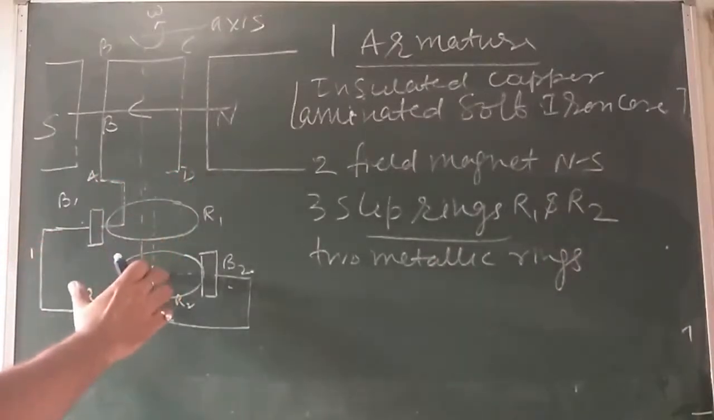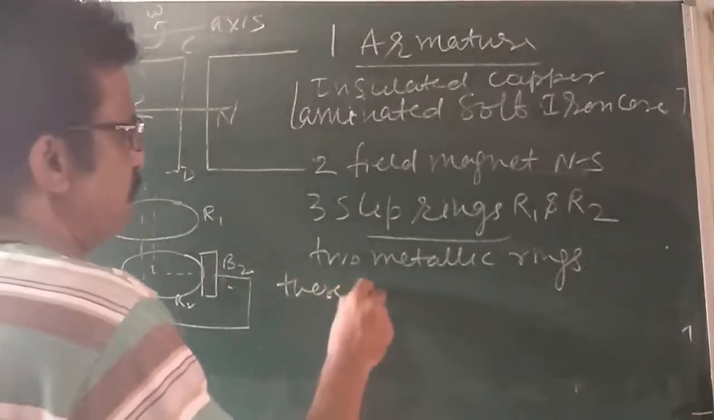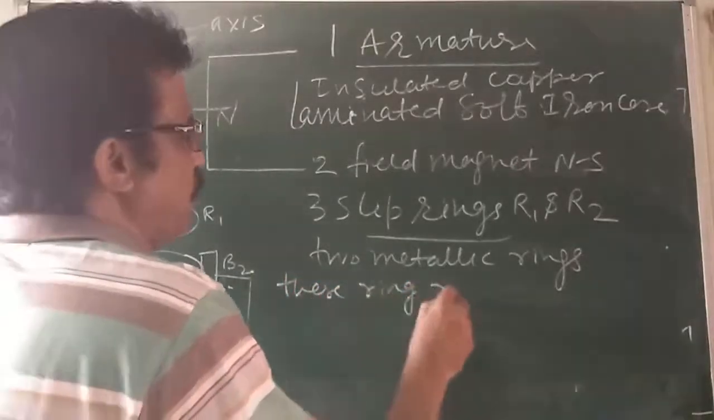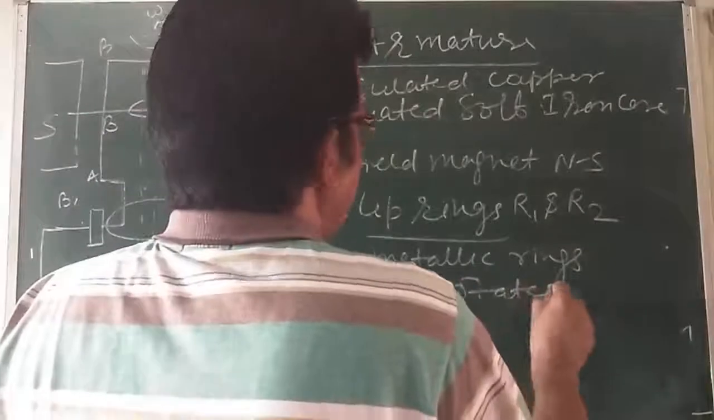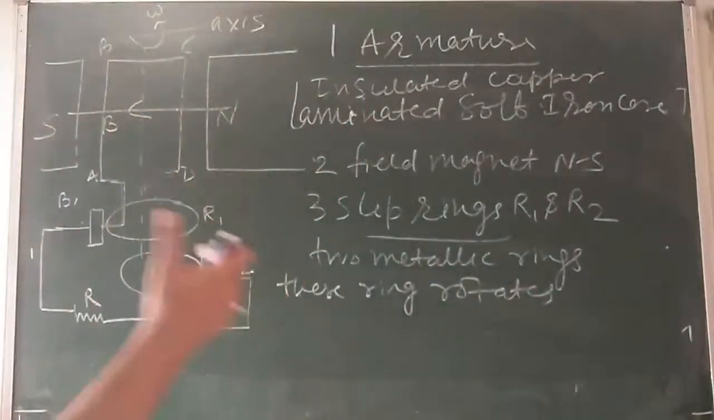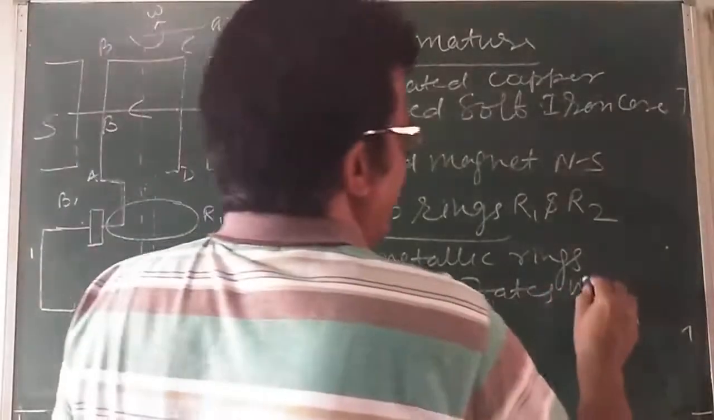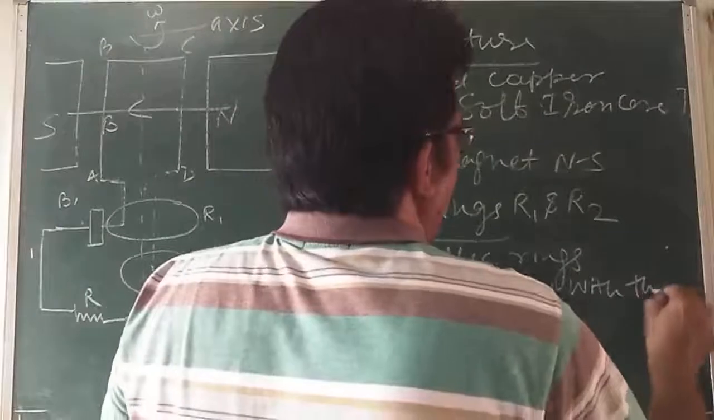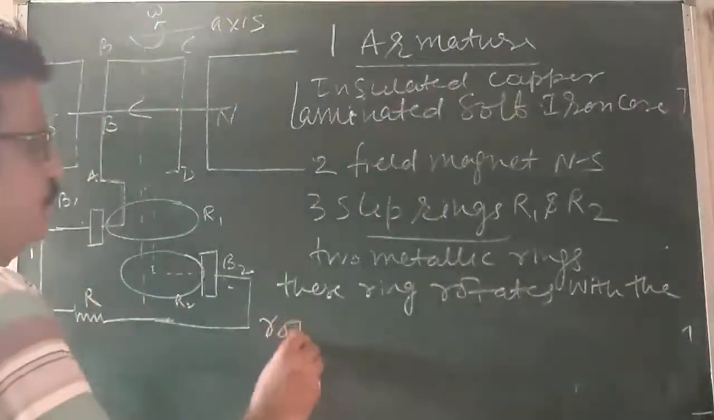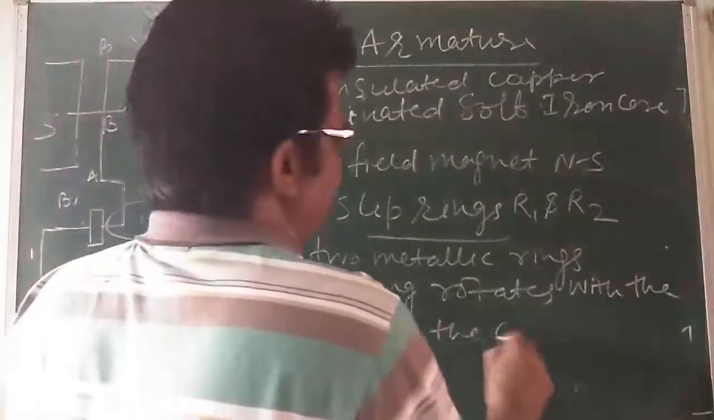These rings rotate with the rotation of the coil. As the coil rotates, the rings also rotate along with it. So these rings rotate with the rotation of the coil. This is the third part.